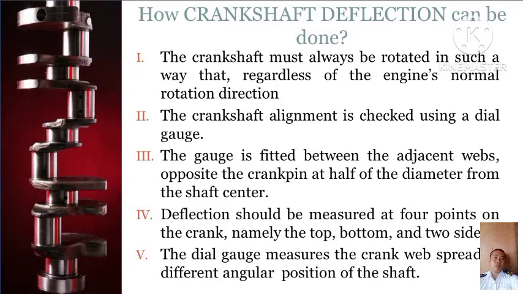So it fits in the webs, so we can determine the exact alignment of its position, opposite the crank pin at half of the diameter from the shaft center. Deflection should be measured at the 4 points on the crank, namely the top, bottom, and two sides, with the dial gauge and the crank web spread at different angular positions of the shaft.